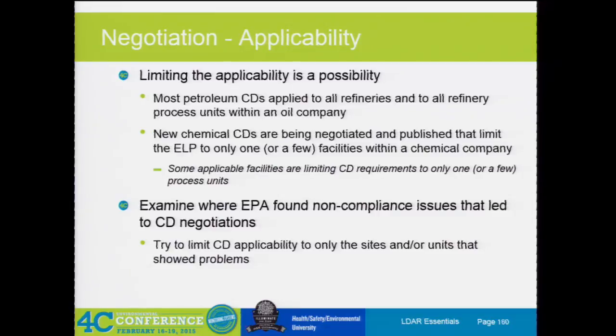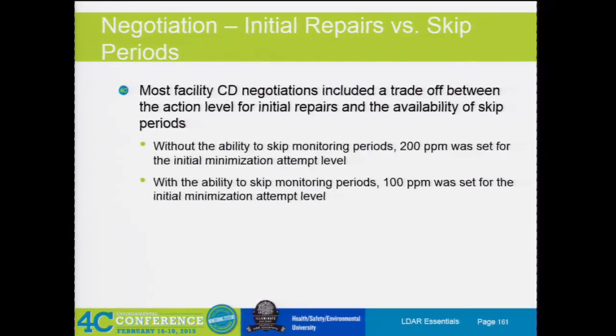So you're limiting the applicability possibility. Most petroleum CDs applied to all refineries and all refinery process units within an oil company. I already mentioned that. New chemical CDs are being negotiated and published. They'll limit the ELP to only one facility within that whole complex of facilities. So again, that goes on to the sister company getting the worst end of the deal. Whoever gets the first one gets it easier. EPA sees what they missed, and then they add it into the next one. It just keeps getting tougher and tougher to comply with these things as they go down the road.